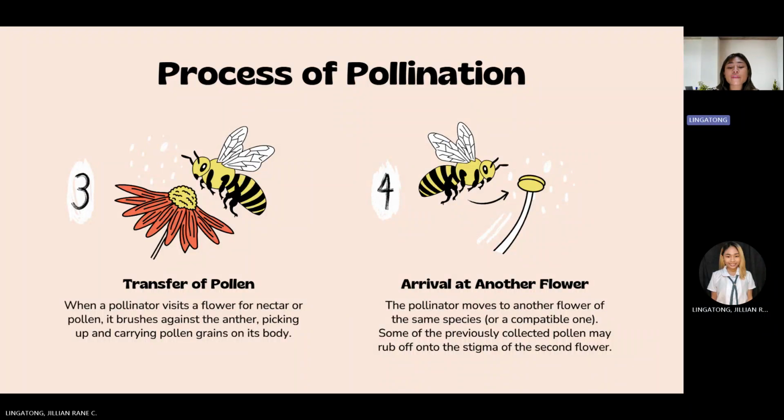And fourth step, we have arrival at another flower. The pollinator then moves to another flower of the same species or a compatible one. As it continues its search for food, some of the previously collected pollen may rub off onto the stigma of the second flower. This completes the pollination process as the pollen can now fertilize the ovules within the new flower, leading to seed and fruit formation.